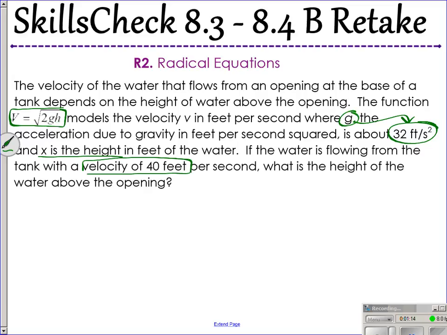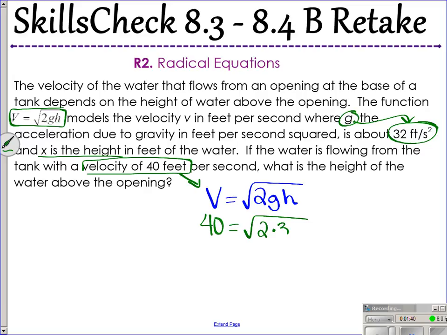So the first thing I'm going to do is write down the equation that they give us in the problem. Velocity equals the square root of 2 times g times h. And now I'm going to plug in all the information they give me. So they tell me velocity is 40, so that goes in for v. They also tell me that g, the acceleration due to gravity, is 32. So I'm going to put 32 here, and we're solving for h.